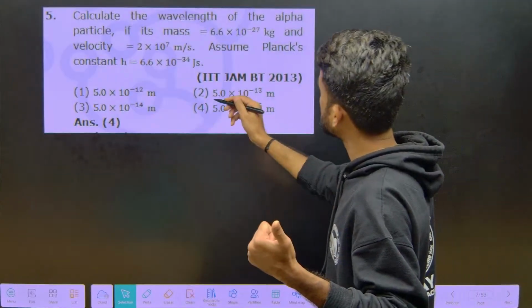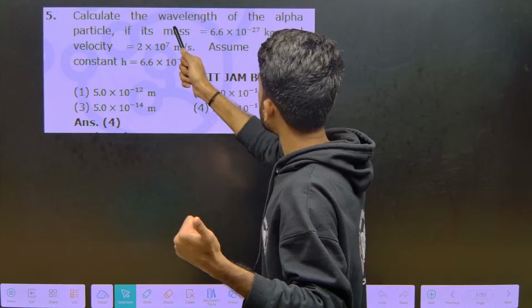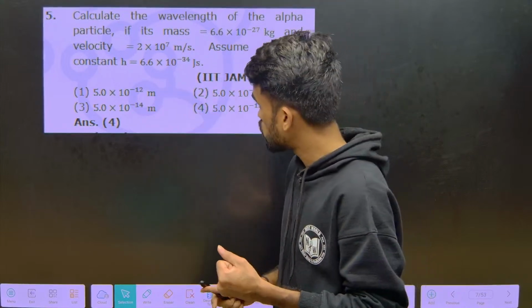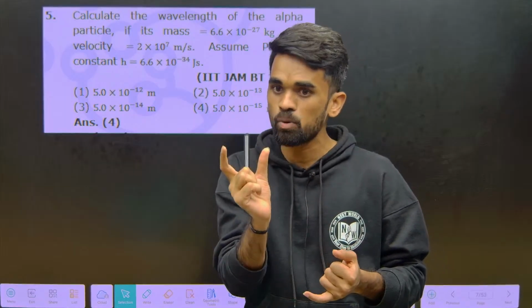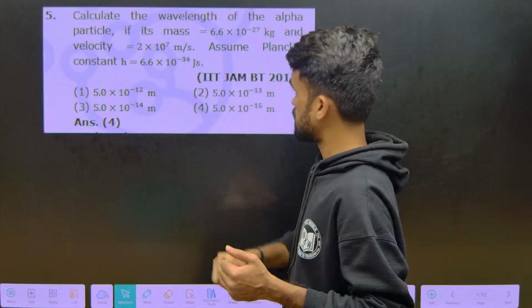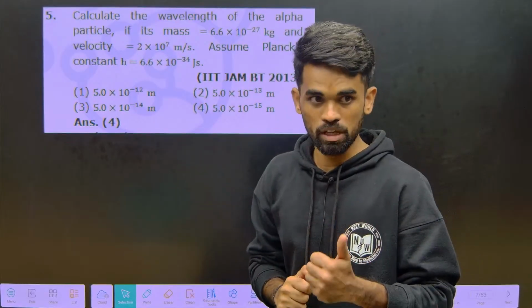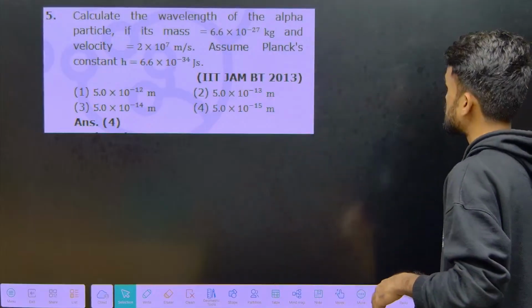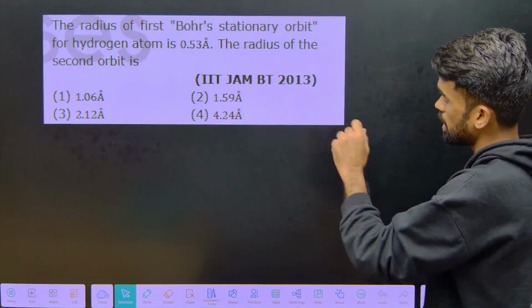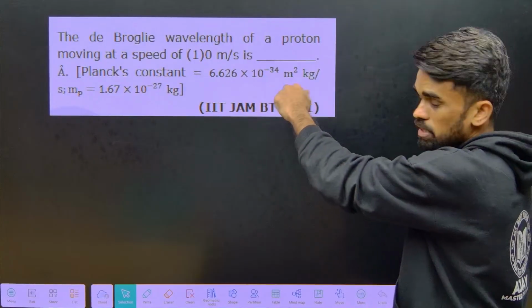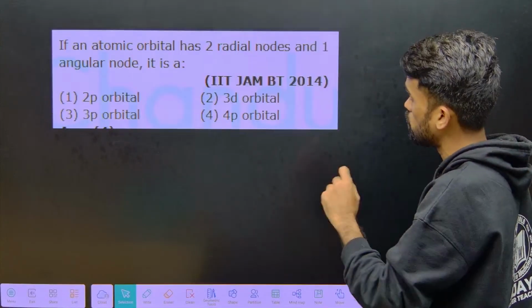And the next, they are asking to calculate the wavelength of an alpha particle. So along with Bohr's model, even though they have mentioned only Bohr's model in the syllabus, they are asking questions from Planck's quantum theory and de Broglie wave equations. I will explain that also. Then again Bohr's atomic radius and de Broglie wavelength. It means we need to have some idea of other topics also.